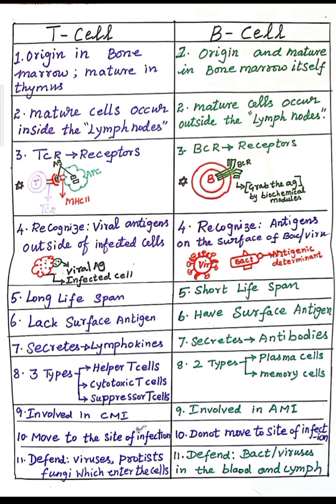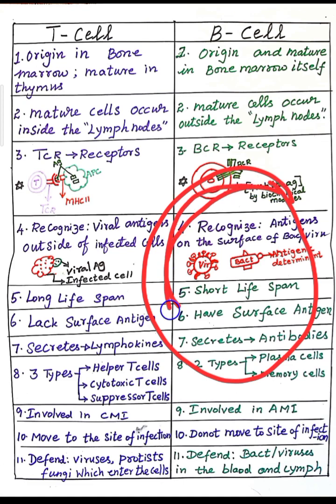Right? What about the B cells? Mature B cells occur outside the lymph node, outside the cortical areas, outside the lymph node.